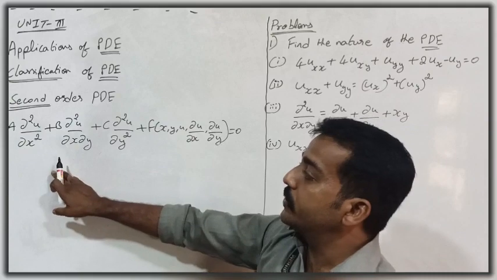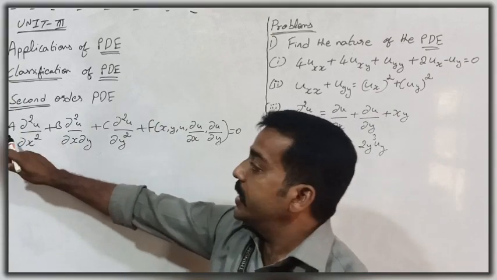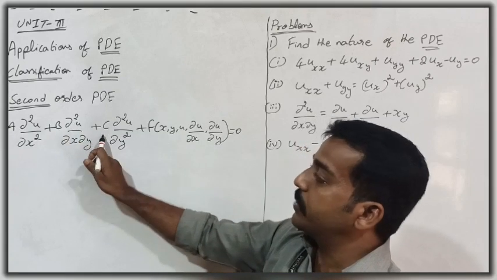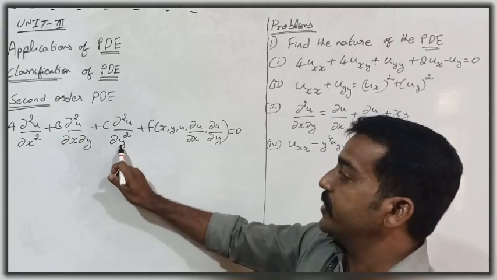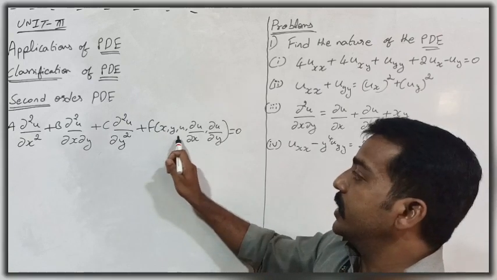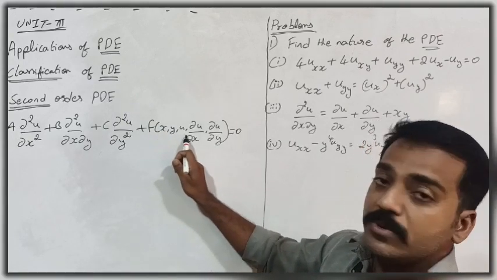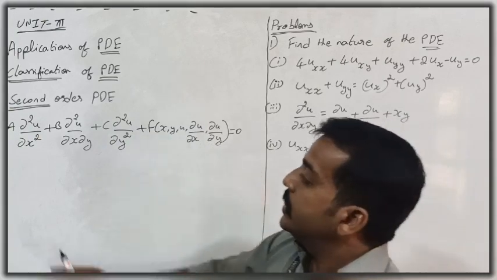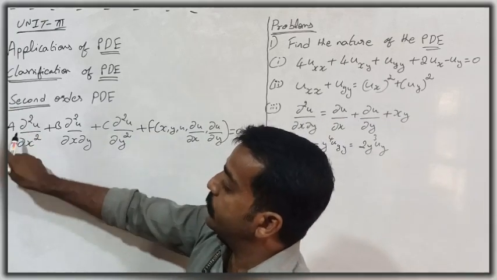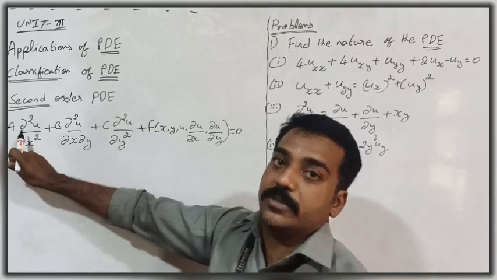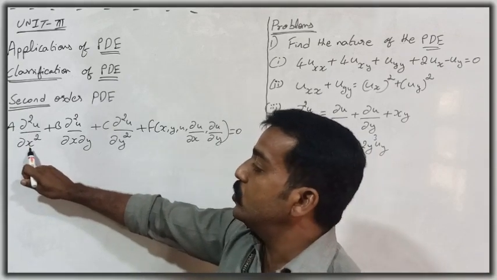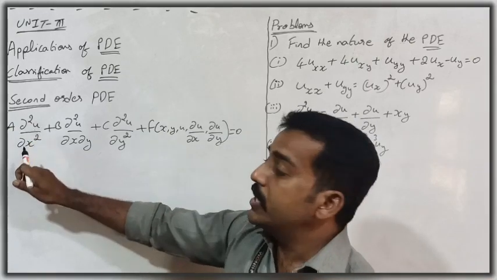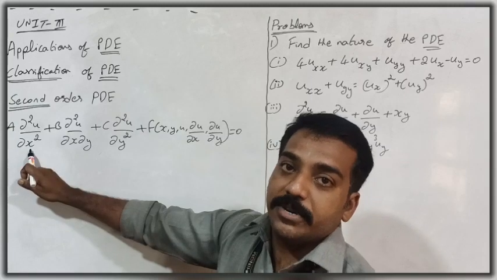Okay, the general format of this second order PDE is A dou square u by dou x square plus B dou square u by dou x dou y plus C dou square u by dou y square plus the constant, or you can consider this as f of x comma y comma u comma dou u by dou x comma dou u by dou y is equal to 0. Here, instead of total differentiation, we have written partial differential equation because we are having more than one independent variable. The variable in the numerator is the dependent variable. The variable in the denominator is the independent variable.